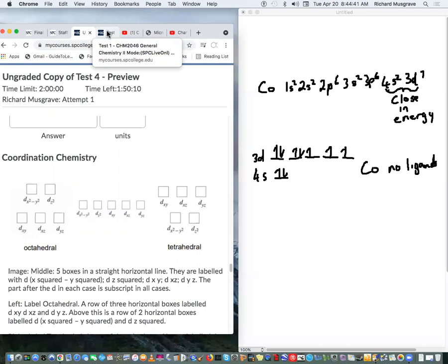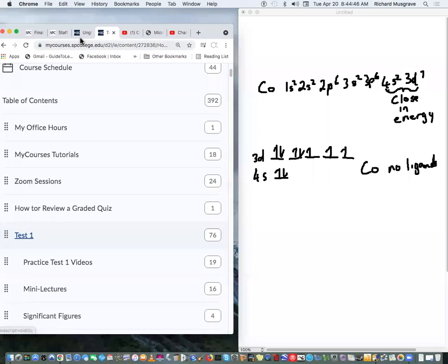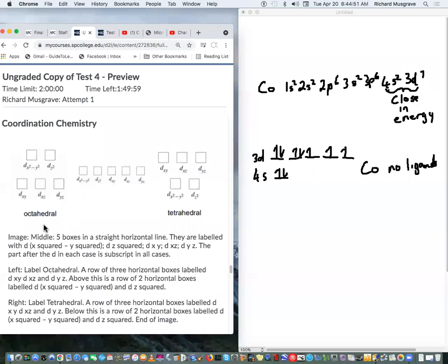I have a question. Yeah. On that ungraded copy, was that a question? Like all of that writing where it says image, left, right? No. What that is, it's this put into words, Alexandra. Oh, okay. It's for blind students if they were doing this.